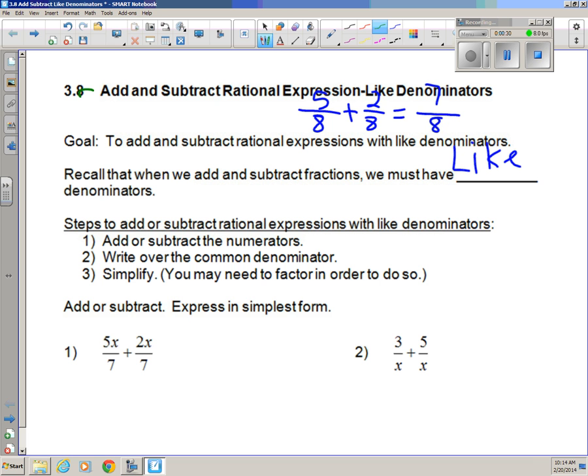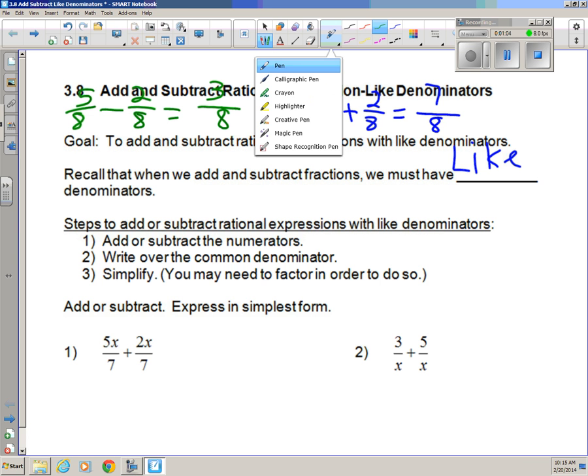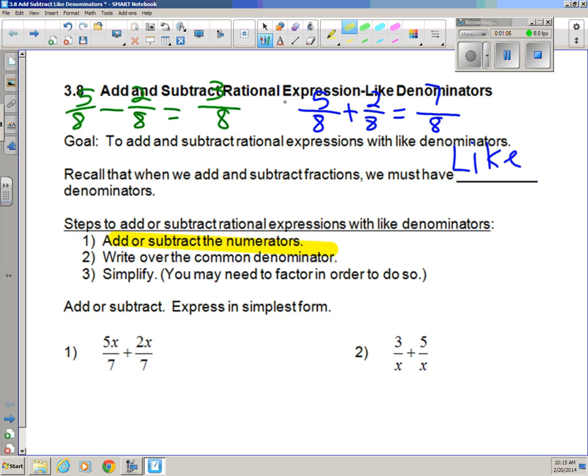If we said to you, can you subtract 5/8 and 2/8? Then you would do 5 minus 2, which is just 3 over 8. So don't forget that you already know how to add and subtract fractions when the denominators are alike. Now when we start making the denominators polynomials or monomials, algebraic expressions, no big deal. When you add and subtract rational expressions with like denominators, add or subtract the numerators, just like you normally do. You're going to write that answer over the common denominator, just like you normally do.